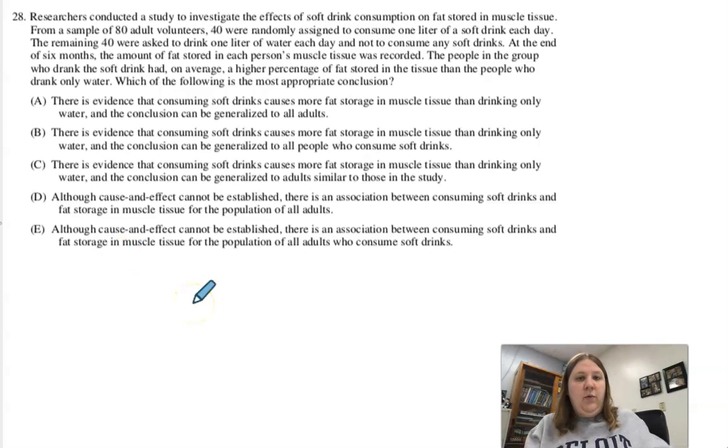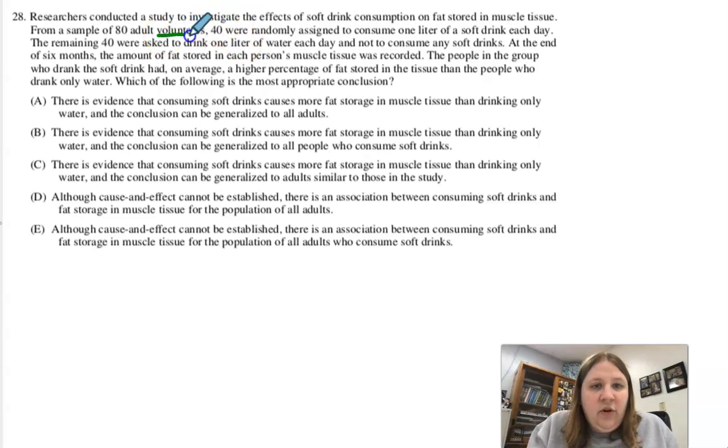Okay, looking at 28 then. A key to look at here is we're looking at adult volunteers. That's not necessarily a bad thing. Sometimes we really can't avoid using volunteers, but that limits the scope of our results. Because they looked at volunteers, I couldn't really generalize to all adults, but I could to adults that are similar to those in the study. If I had a random sample of adults, I could generalize to all adults. Since I used volunteers, I've got to keep it similar to who I used.